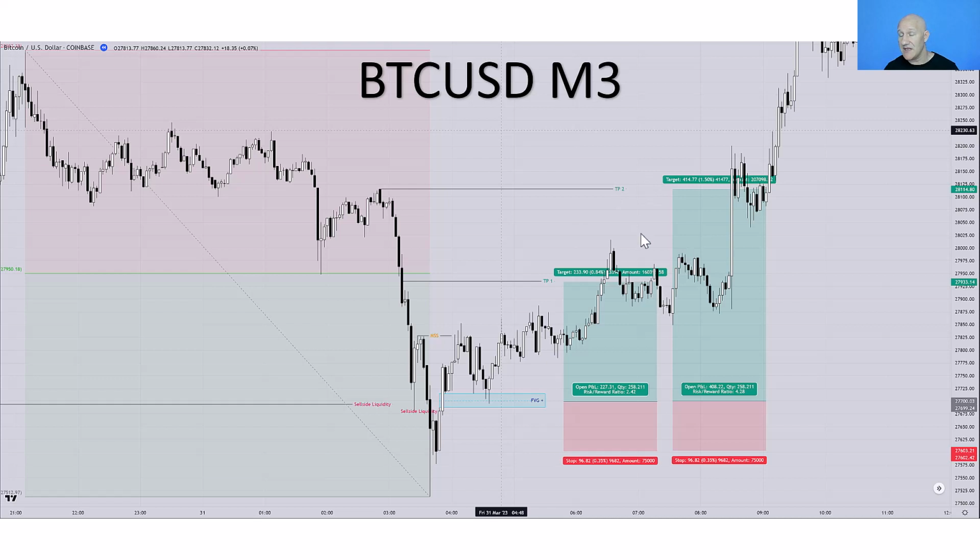So once again, if you'd just chosen to enter on this trade and exit at the origin of the move, that would have given you a risk return of 4.28, which is obviously a great result. But if you looked at taking partials, you would have got 2.42 on that first trade, and then obviously 4.28 on the balance.